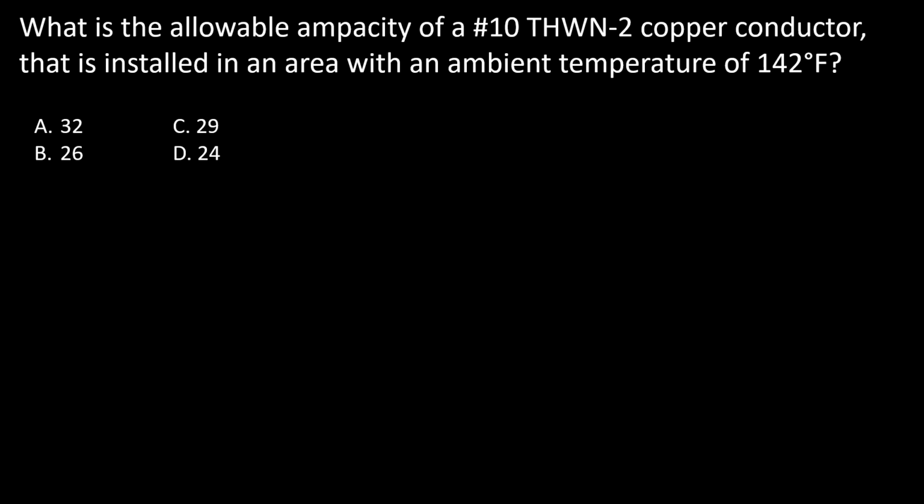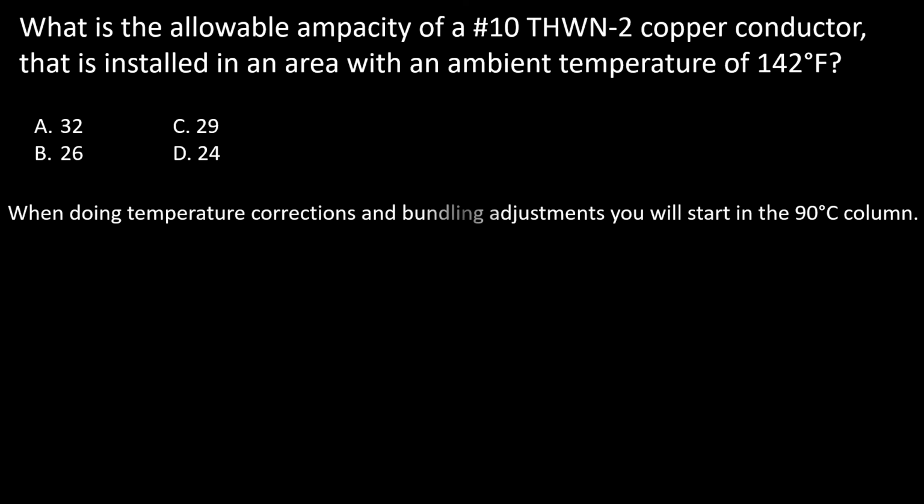What is the allowable ampacity of a number 10 THWN-2 copper conductor that's installed in an area with an ambient temperature of 142 degrees Fahrenheit? When we're doing temperature corrections and bundling adjustments, we're going to start in the 90 degree C column. We find that a number 10 in the copper 90 degree C column is good for 40 amps.